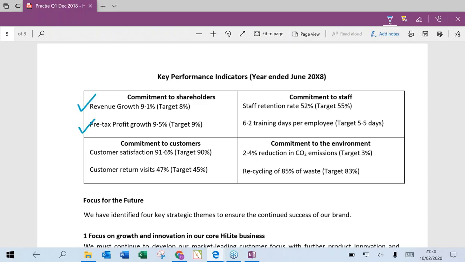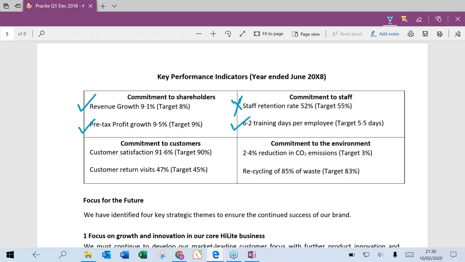Commitment to staff. Staff retention rate 52%, target 55. They missed this target. 6.2 training days per employee, target 5.5 days. I think they achieved this target.